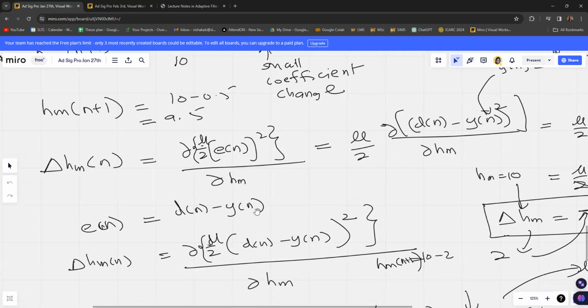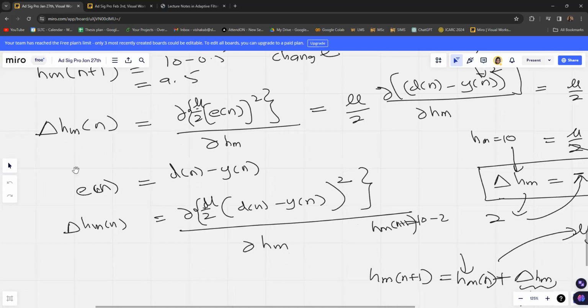In order for us to capture all the possible error values, we need to define the mu value such that it changes the error values in small steps.